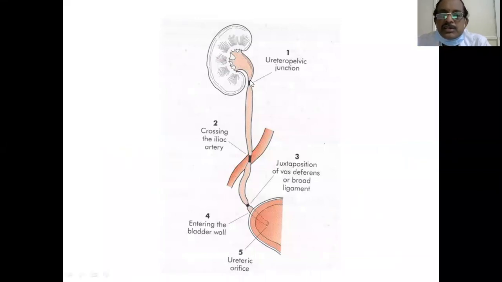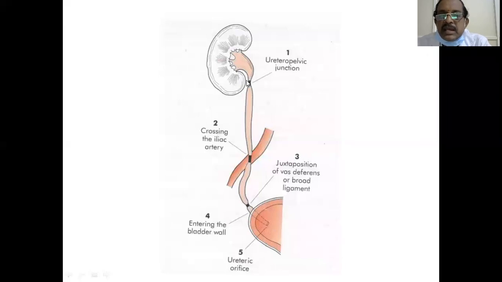The uretero-pelvic junction is the narrowest part of the ureter. Then it comes down and crosses the iliac artery, and then takes this curve laterally along the pelvis, comes down in juxtaposition to the vas deferens and broad ligament here, and then enters the bladder here, and this is the ureteric orifice. So the ureter can be damaged anywhere like this.